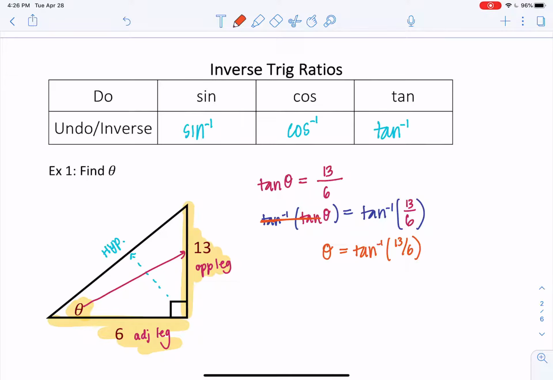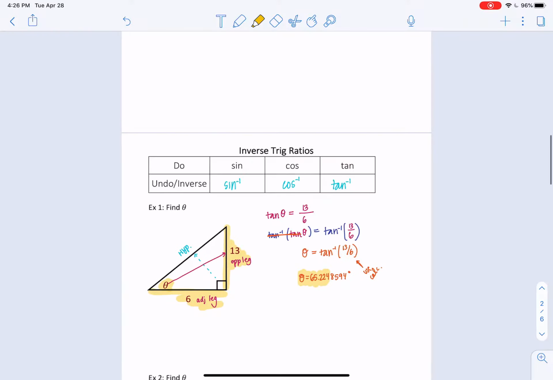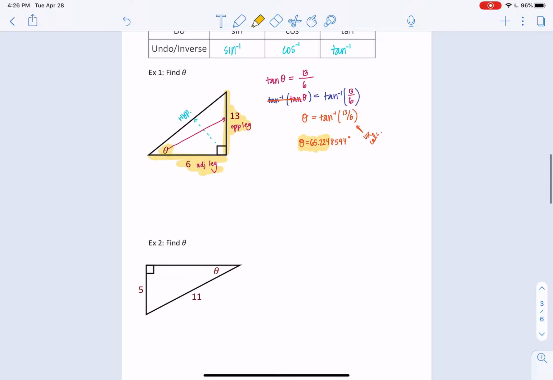Here, again, this is where you're going to use your calculator. Your phone is not very good at this, so please make sure you're using a real calculator. And you're going to go inverse or arctan, and then 13 divided by 6. Close your parentheses, hit enter, and we should get theta is equal to 65.2248594 degrees. And again, we're going to just use 3 decimal places. Don't round, and just leave it there. So that's inverse trig. We'll do another example.